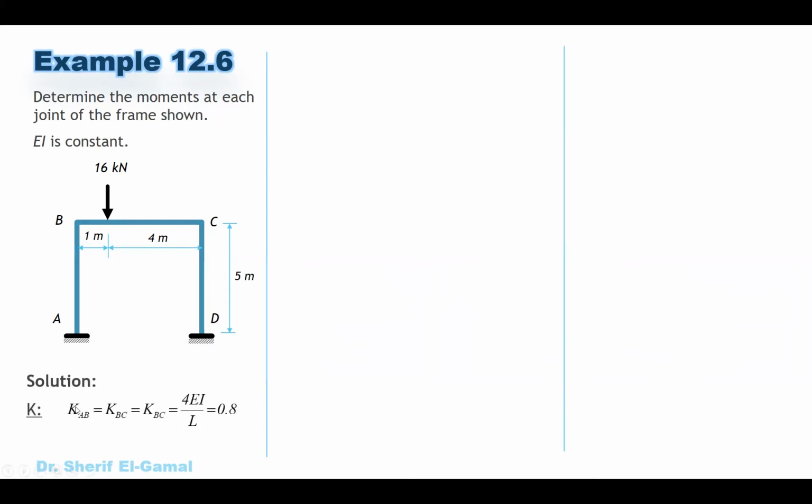So let's get the stiffness factor. For all of the elements here, AB, BC, and CD, 5 meters, fixed, because if you cut it here, it will be fixed. So all of them are 4EI over L. And because the L is the same for all of them, 5 meters, the stiffness equals 0.8.